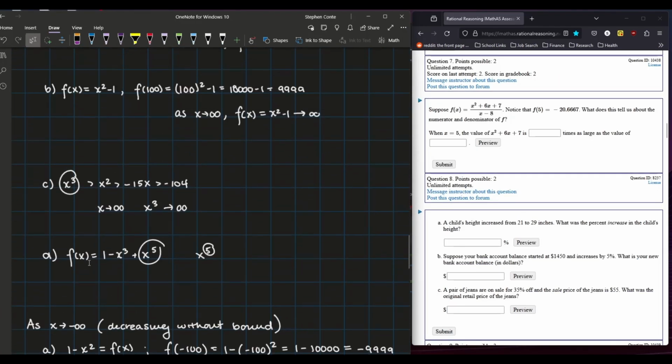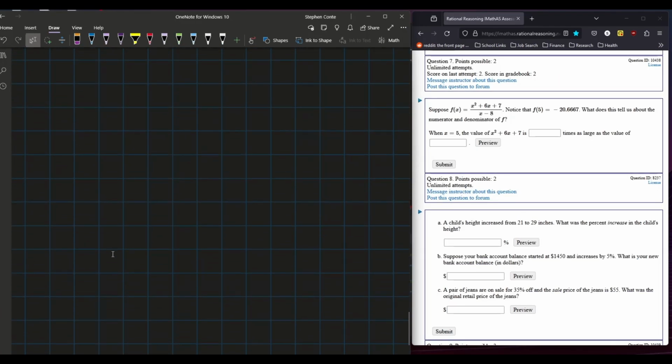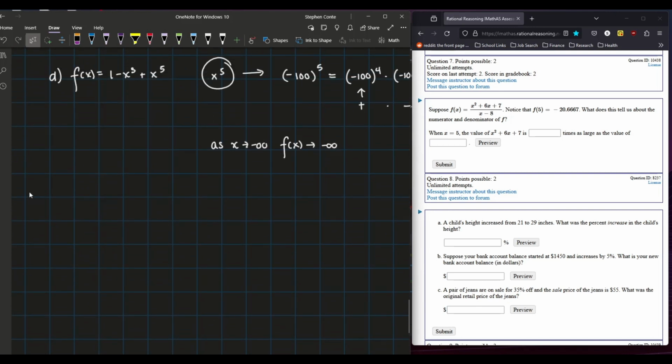Question 8. Okay. So we have a rational function, right? And we're told that f of 5 is negative 20.6667, excuse me.